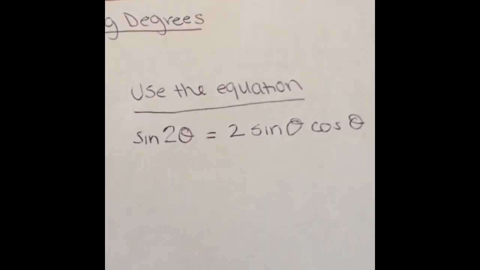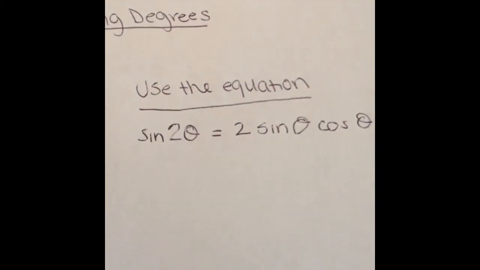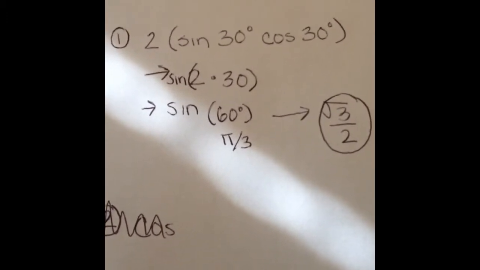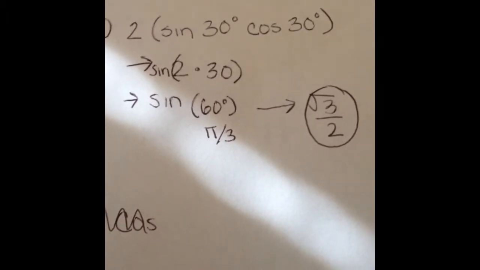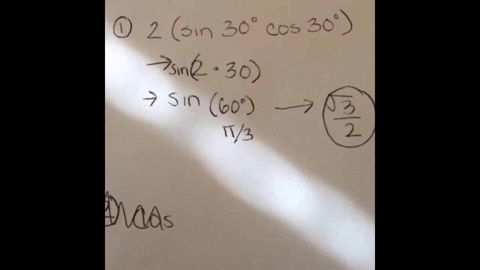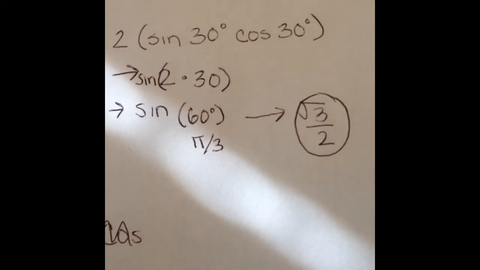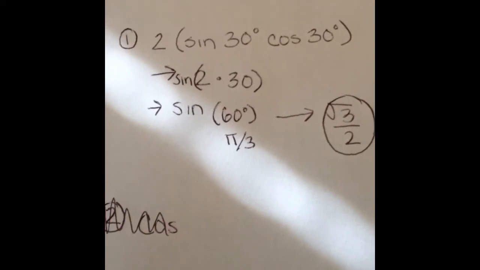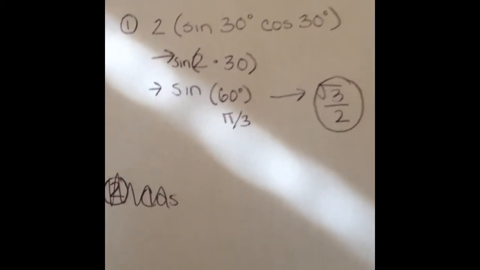Solve double angle equations using degrees. Double angle formulas using degrees. We use the equation sine 2 theta equals 2 sine theta cosine theta. First, multiply 2 sine 30 degrees cosine 30 degrees. Then simplify. Sine times 2 times 30 degrees. You end up with sine of 60 degrees, or pi divided by 3, which is square root of 3 divided by 2. Use the equation cosine 2 theta equals 2 cosine squared theta minus 1. For the problem, 2 cosine squared times 60 degrees minus 1.